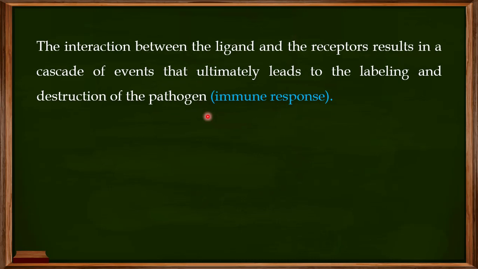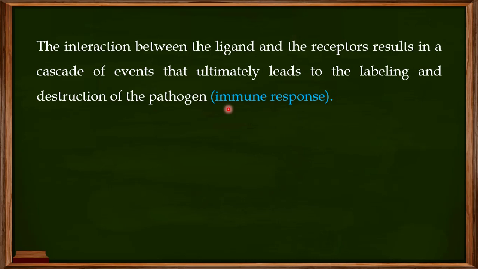This interaction between the ligand and the receptor results in a cascade of events that ultimately lead to the labeling and destruction of the pathogen, and you can simply call this the immune response. There is an interaction between the pathogen and the host immune cells or molecules, and this interaction leads to the labeling and destruction of the pathogen.